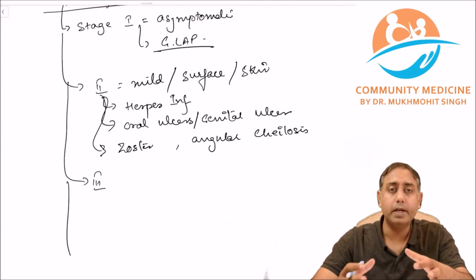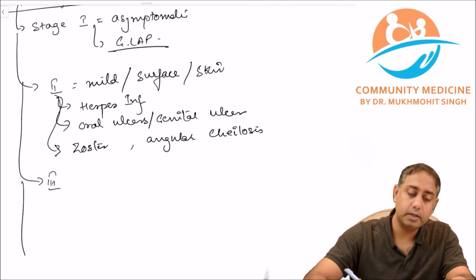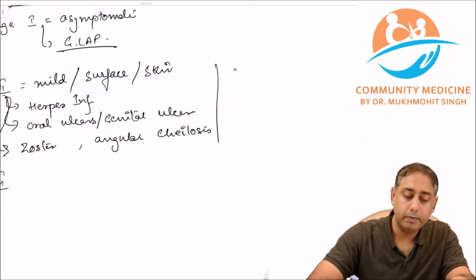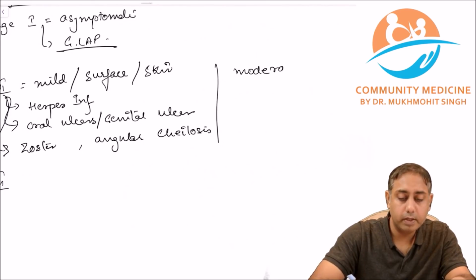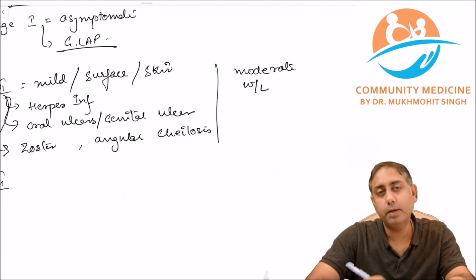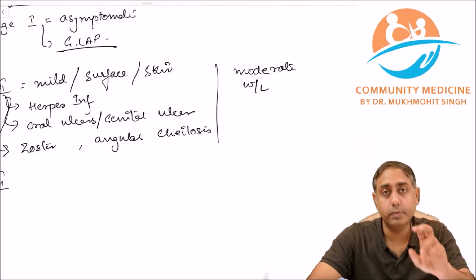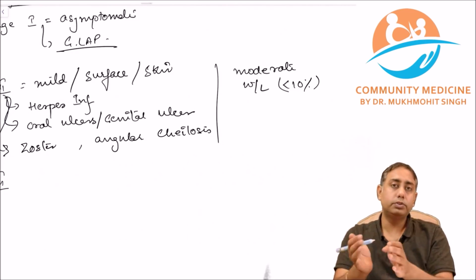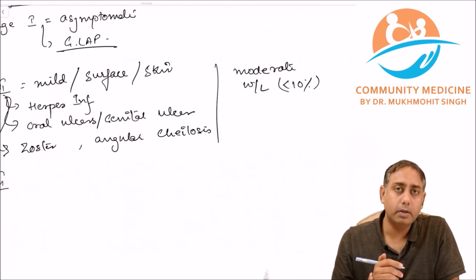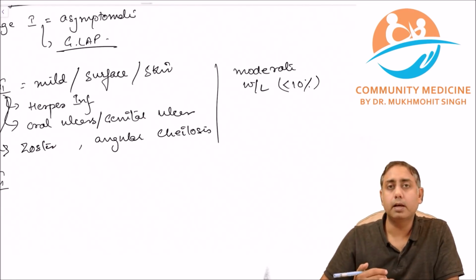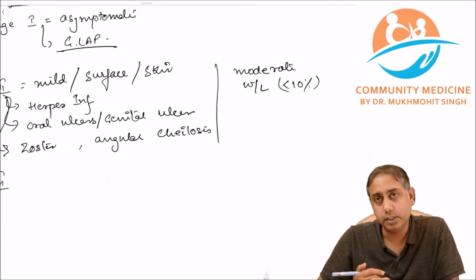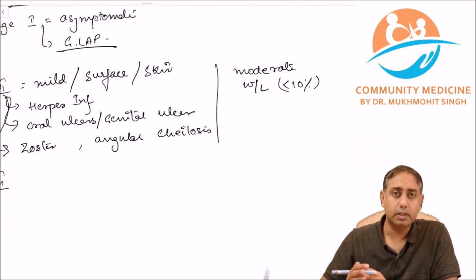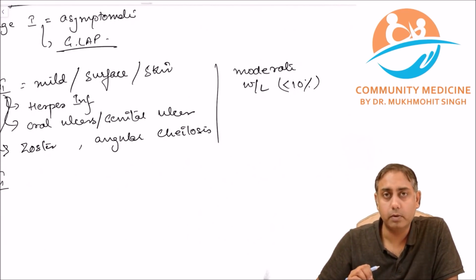In case there is a weight loss, this is usually associated with a moderate type of weight loss. There is no severe, there is a moderate weight loss. What do you mean by moderate weight loss? Moderate weight loss is weight loss of less than 10% of your body weight. So usually if it is less than 5% of the body weight, if a 70 kg person comes and says that I've lost 5 to 6 kgs in a couple of months, so that's like mild to moderate weight loss.